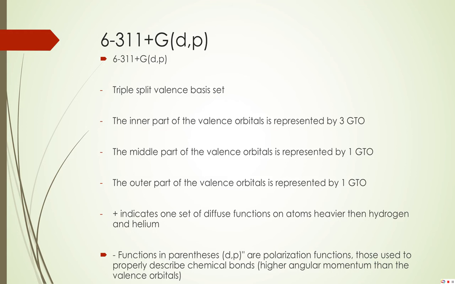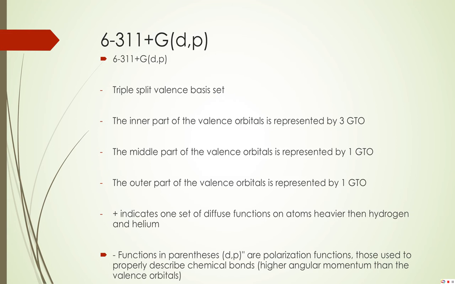So here I'm giving one example: 6311 plus. Plus means, as I already mentioned, a positive sign. And GDP. So what is this actually? 6311 plus GDP. Triple split valence basis set. Triple split.